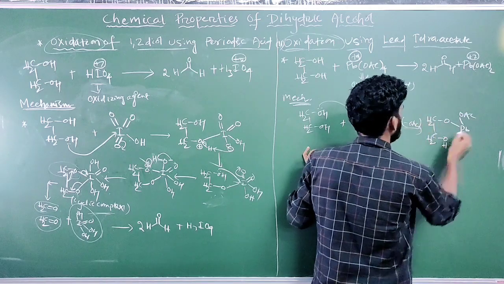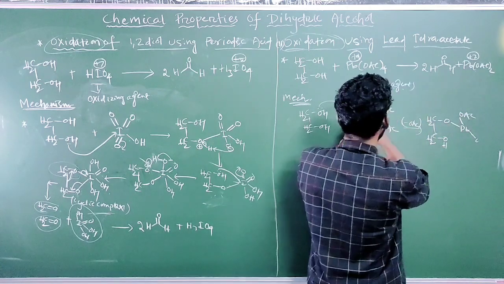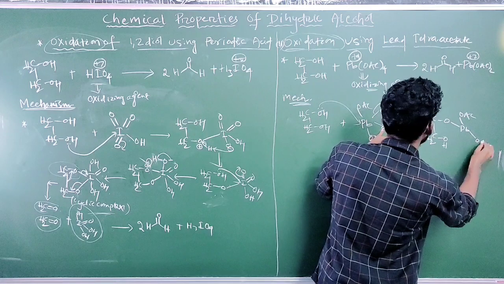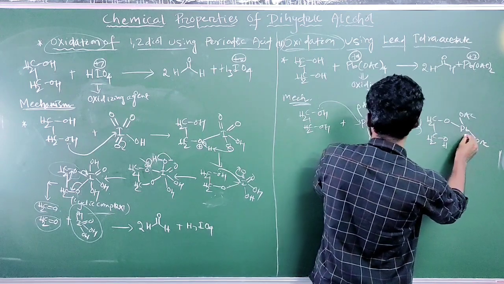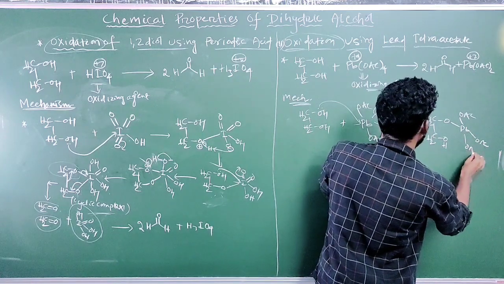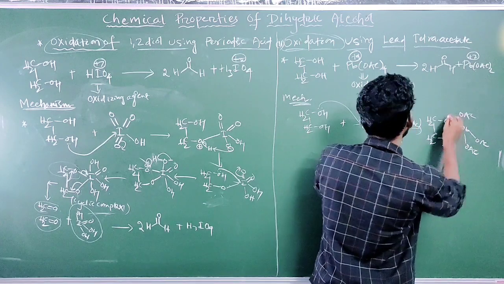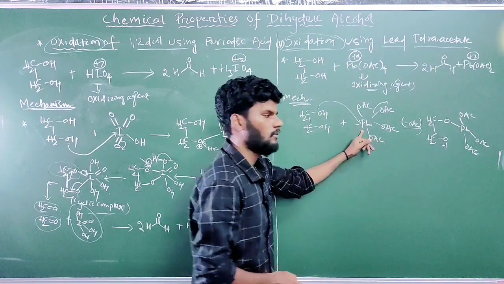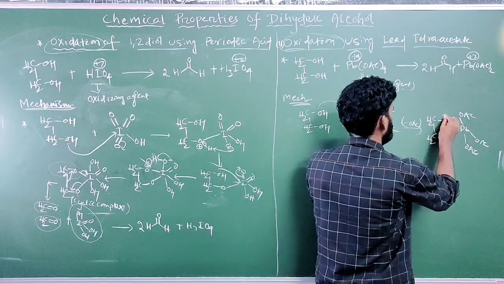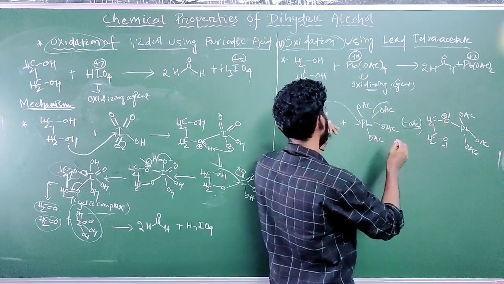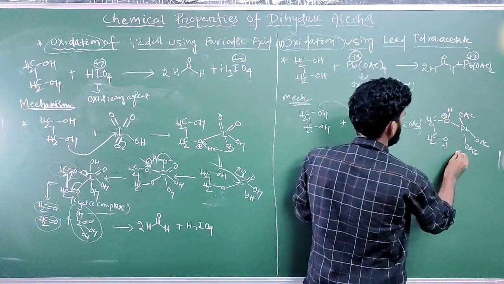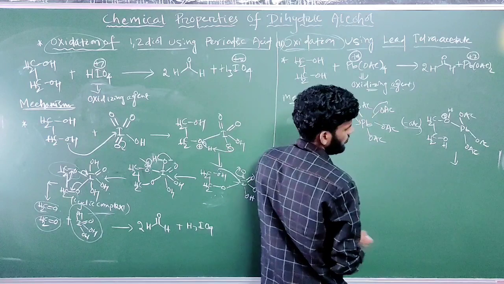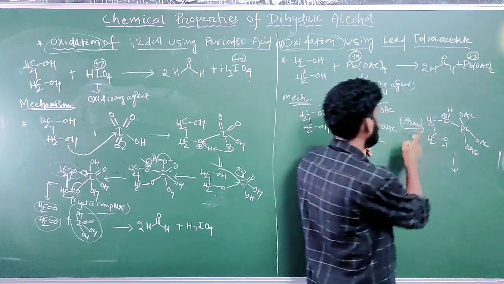One OAc, second OAc here. This OAc was already removed, then OAc. Okay, and as oxygen donates its electron to Pb, there is a positive charge over oxygen, and the oxygen is attached to a hydrogen atom. And the second step is very similar to this one. What will happen?